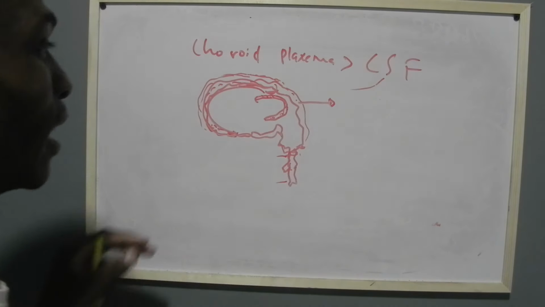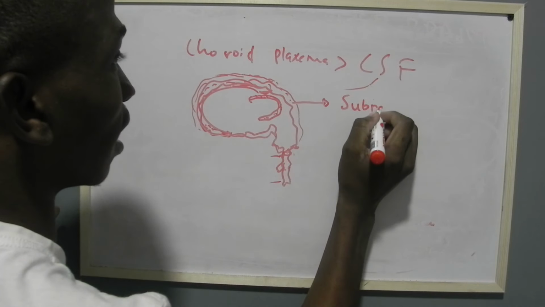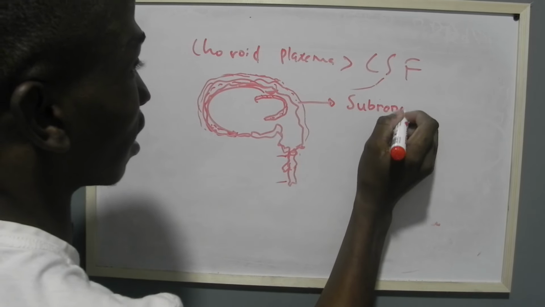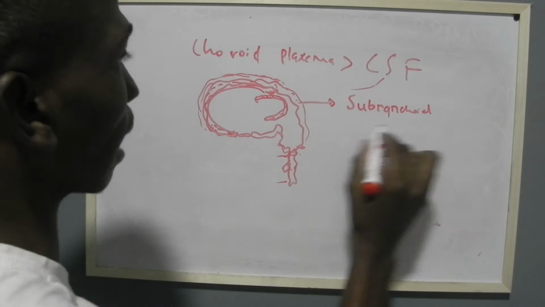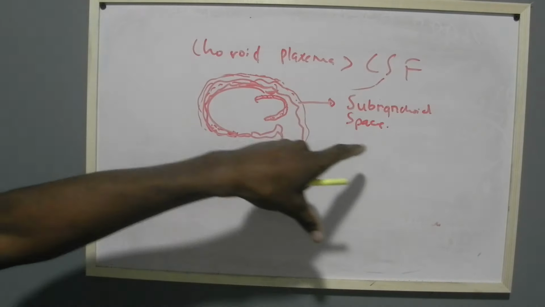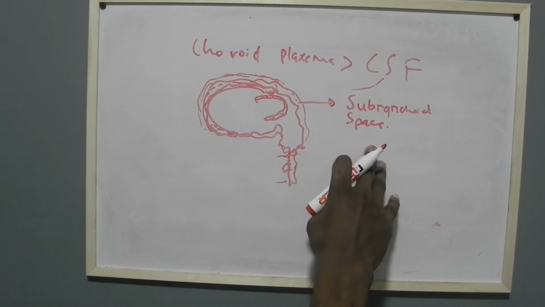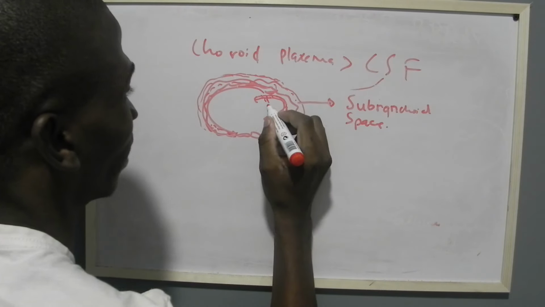So this space is called the subarachnoid space, if I remember very well. Right, so it allows this fluid to flow all around here.